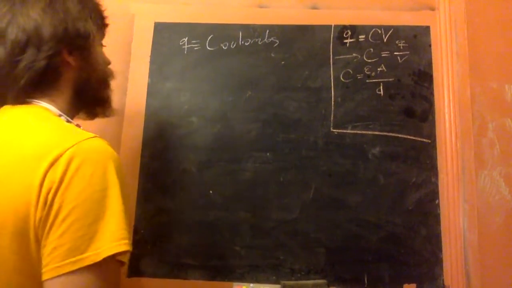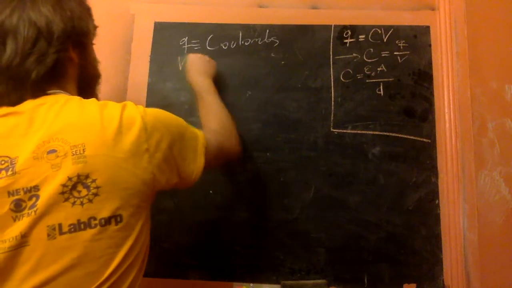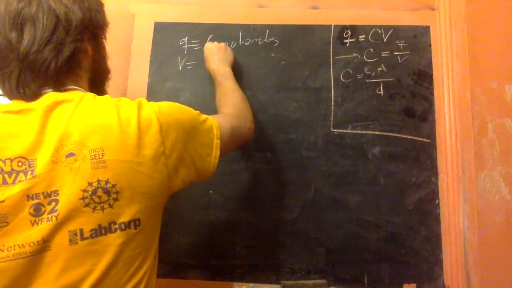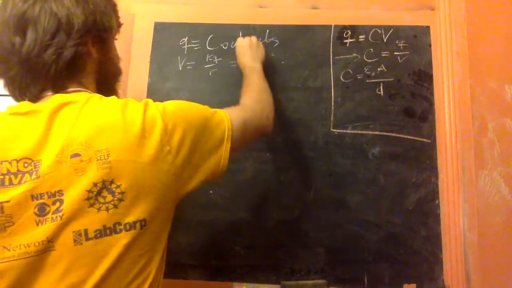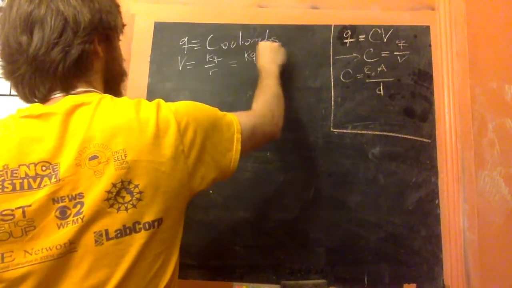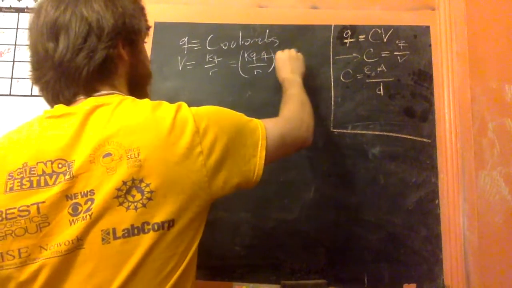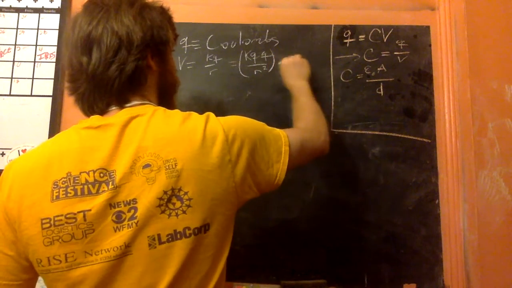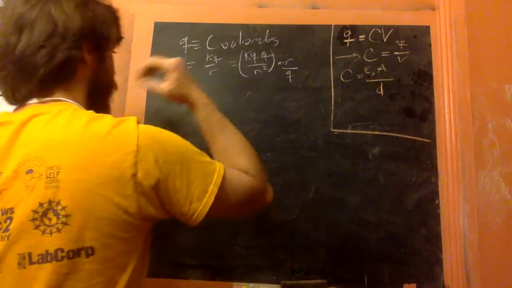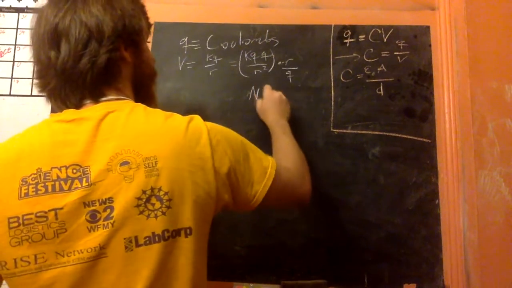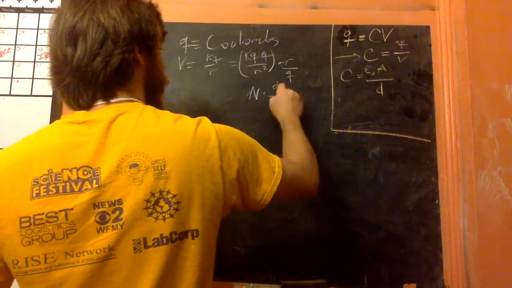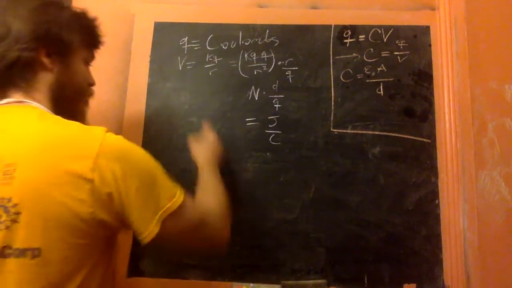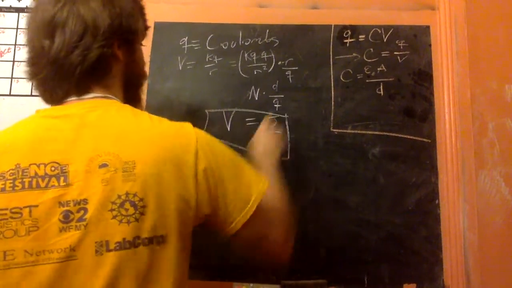We have V, which, if we want to work this out, V is KQ over R, which is KQQ over R squared in newtons, times R over Q. So we get newtons times distance over Q, which is equal to joules per coulomb. So that means that volts is in units of joules per coulomb.